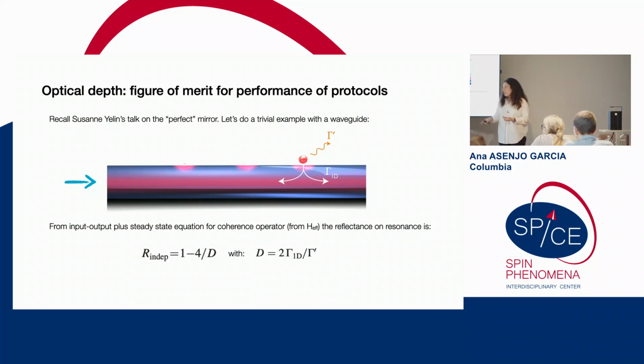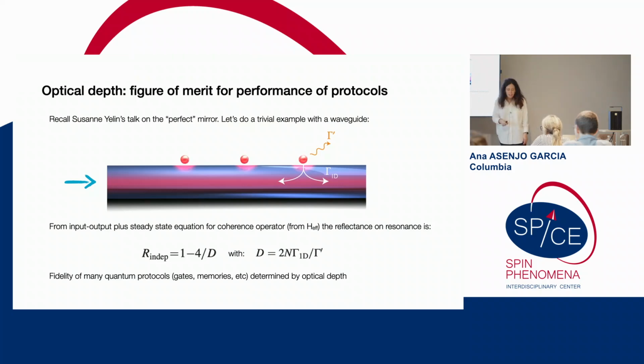Minus four over d, where d is called the optical depth, which is gamma 1D over gamma prime. So what you want for light to interact efficiently in this 1D channel is to boost the decay rate from the atom to the waveguide, gamma 1D, versus free space. So you want to enhance the good coupling versus the bad one. Okay. So now you could do that just by putting in more atoms. If you put in more atoms, this optical depth increases linearly with system size.